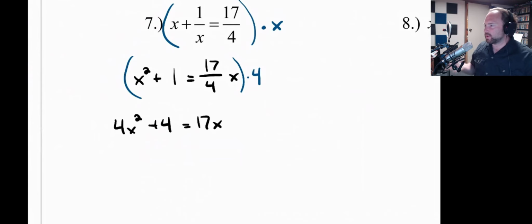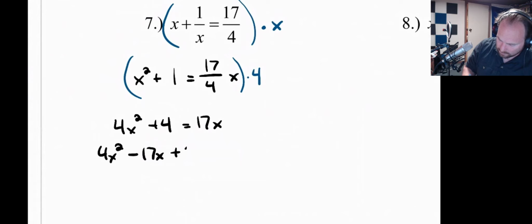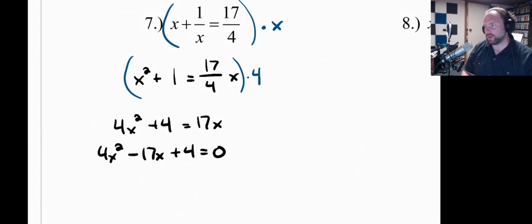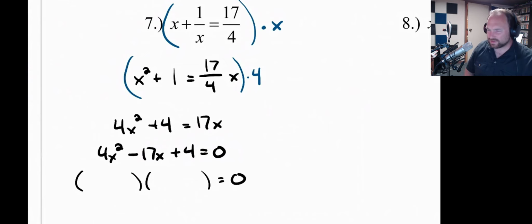And while we're here, let's just go ahead and move that 17x to the other side. This would be 4x squared minus 17x plus 4 equals 0. And now we can proceed to factor it as we would normally. I'm just going to rely on the good old guess and check method until I get something that works. So I'm going to stare at it for a minute and think about things.